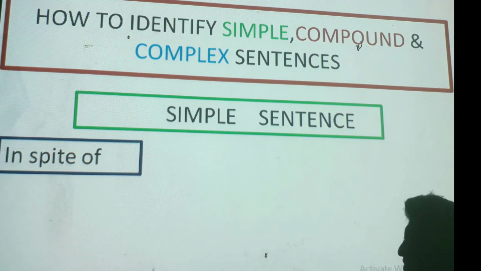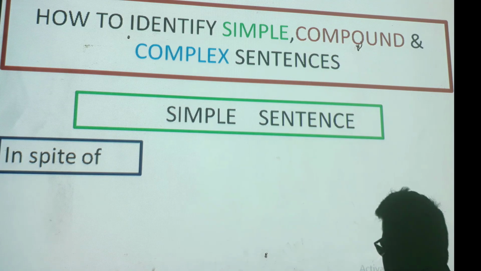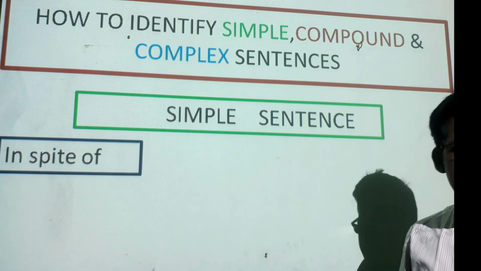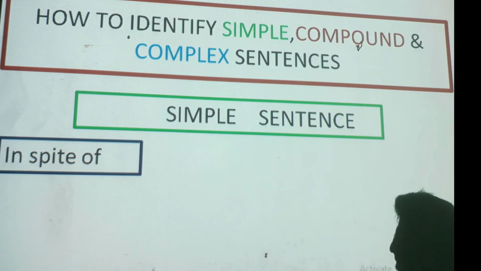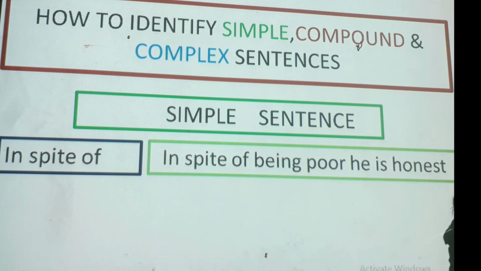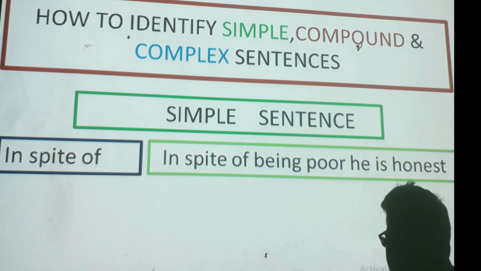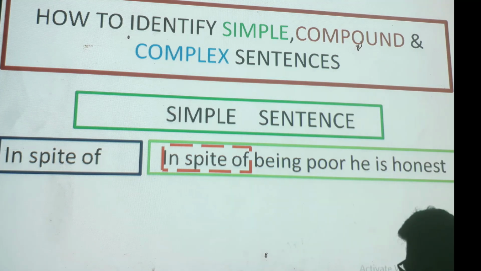When you will see "in spite of" at the beginning of the sentence, then you will think this sentence is simple sentence. Now, I am giving an example for your better understanding. Look at this example: In spite of being poor, he is honest. This sentence is simple sentence because at the beginning of the sentence there is, yes, you are right, "in spite of."